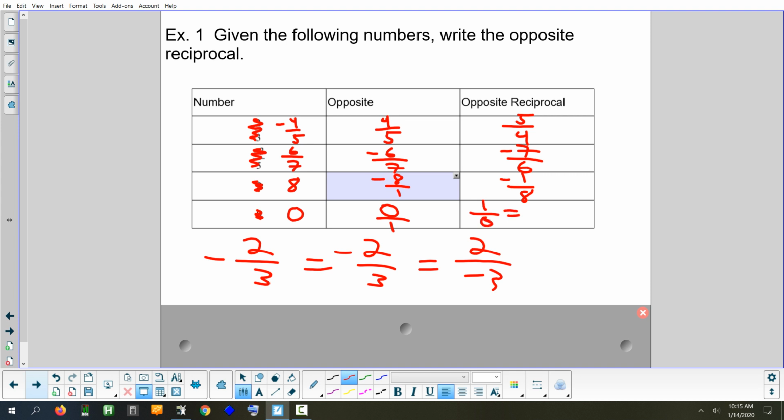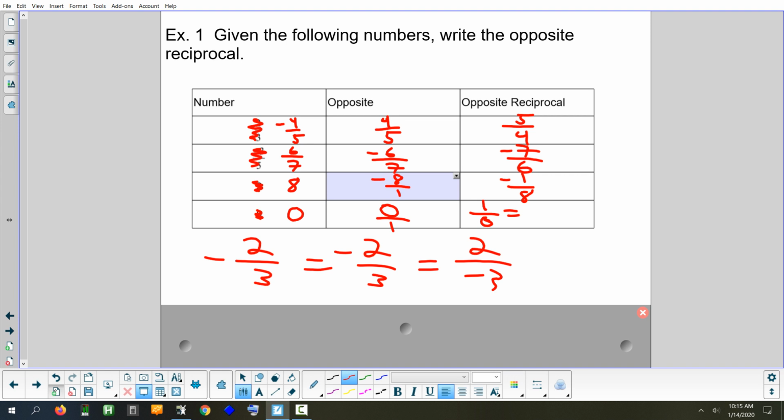And what happens when you divide by 0? I thought you couldn't make 0 a fraction. Well, you can always make something a fraction just by putting a 1 under it. But what happens if we try to do 1 divided by 0? We don't get 0. We don't get 1.